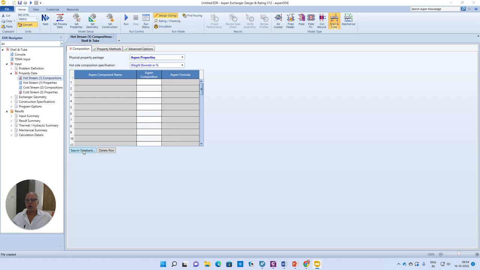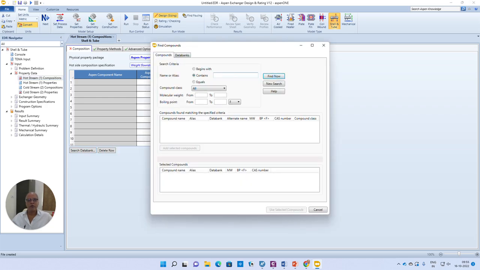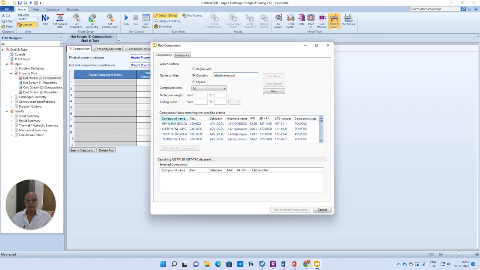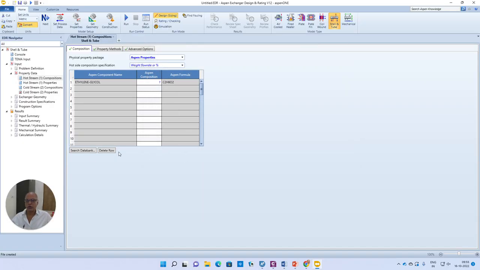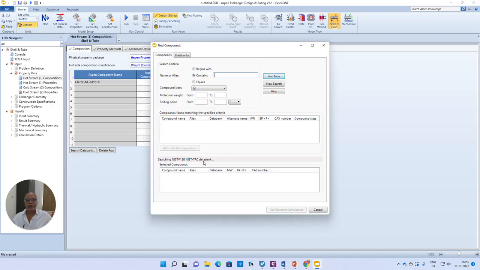Now let us define both the components that we are trying to handle. Components only, ethylene glycol. So add use selected component. So this was added and we need to add another component which is freon or dichloro.